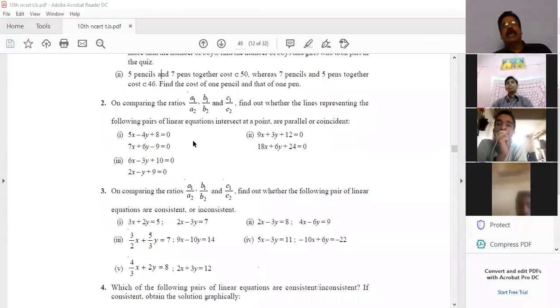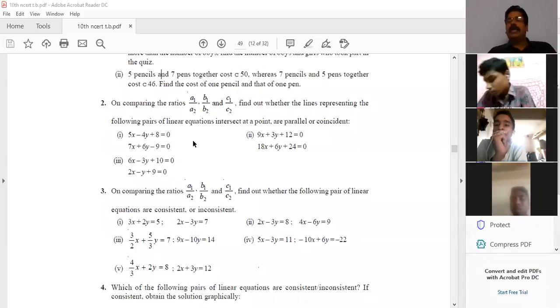Hence, what can you say? Intersecting at a point. Okay? Exactly one solution, a unique solution. Only those steps you have to write.